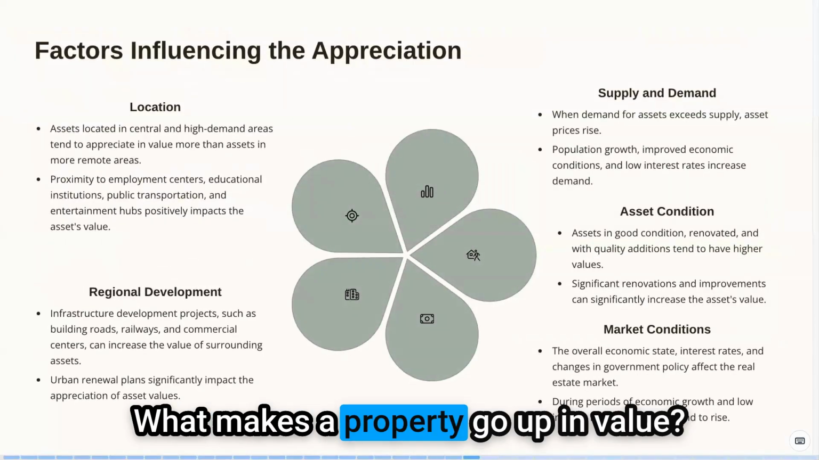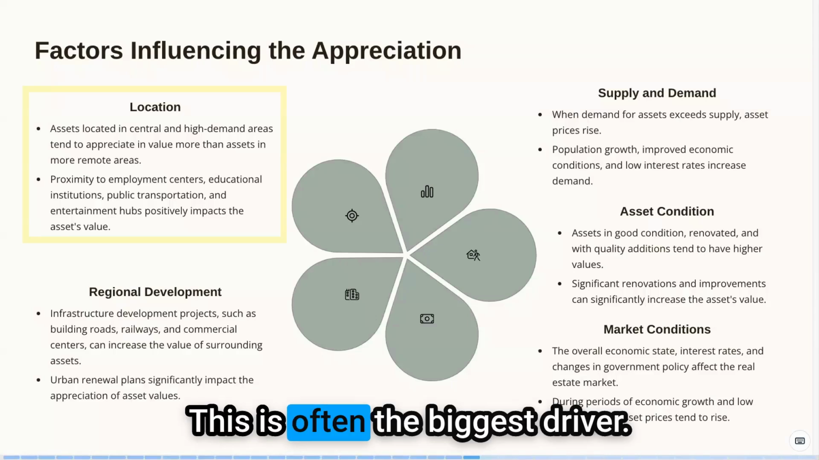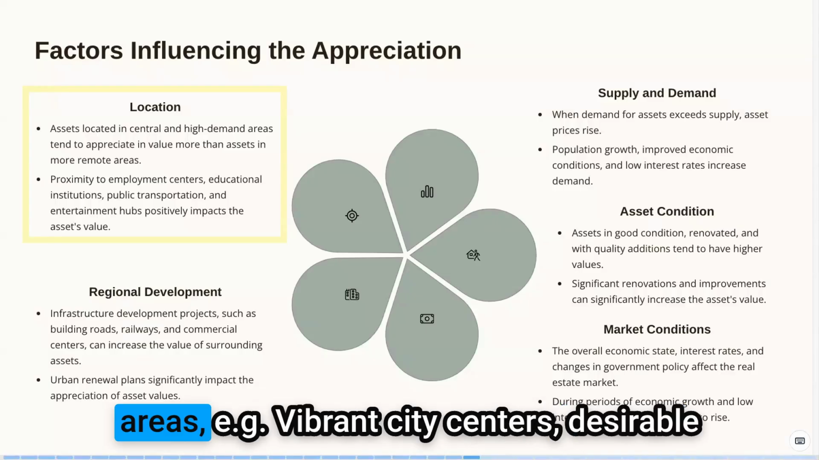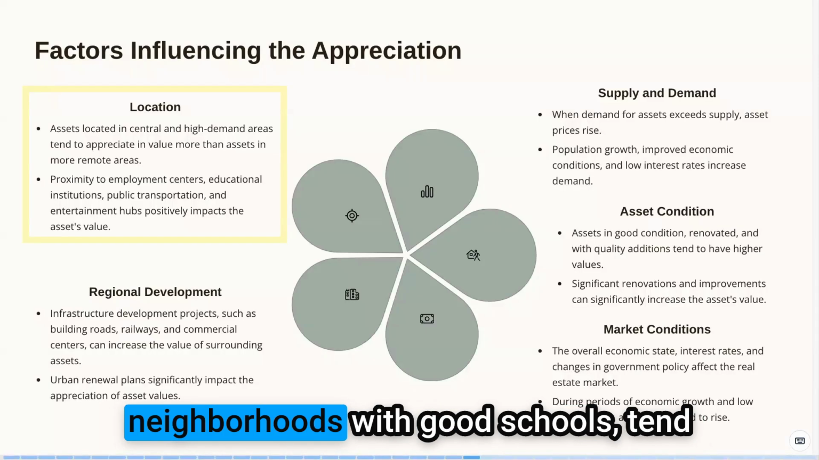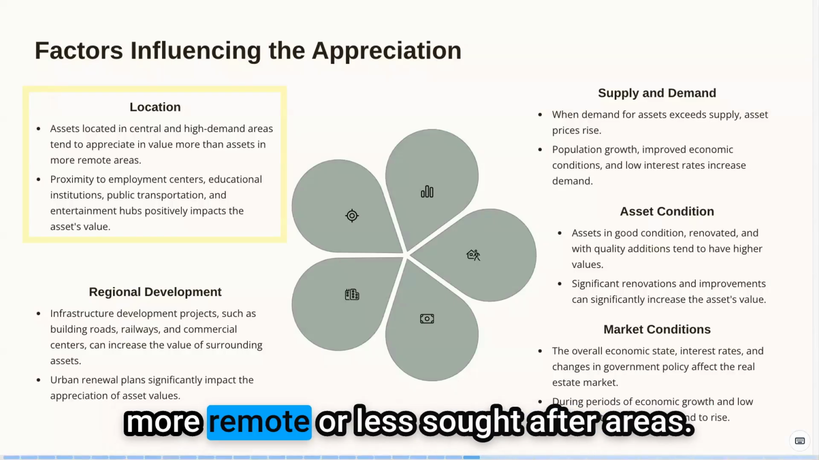What makes a property go up in value? Many factors play a role. Location, this is often the biggest driver. Assets located in central high demand areas, e.g., vibrant city centers, desirable neighborhoods with good schools, tend to appreciate more in value than assets in more remote or less sought after areas.